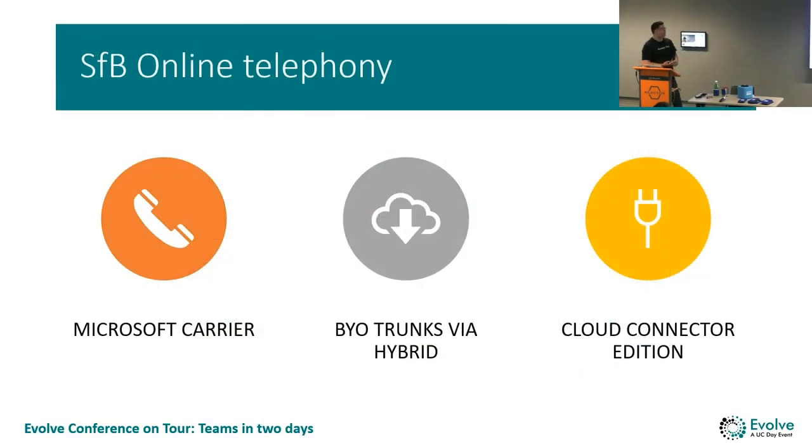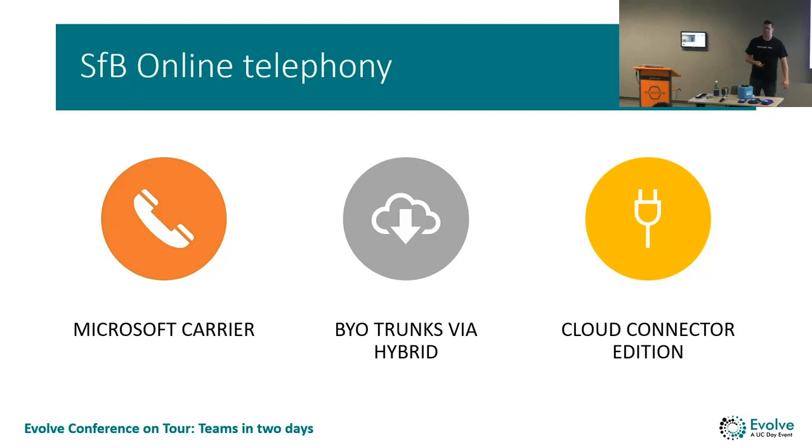If we look at Skype for Business Online, you had three choices for how you bought telephony to that. You either took Microsoft as your carrier, and you could take numbers from various locations. You could bring your own trunks if you had Skype for Business configured in hybrid, so any of the telephony that you had in your on-prem environment, you could pipe that up to 365. Or you could take Cloud Connector Edition. Anybody have Cloud Connector Edition?